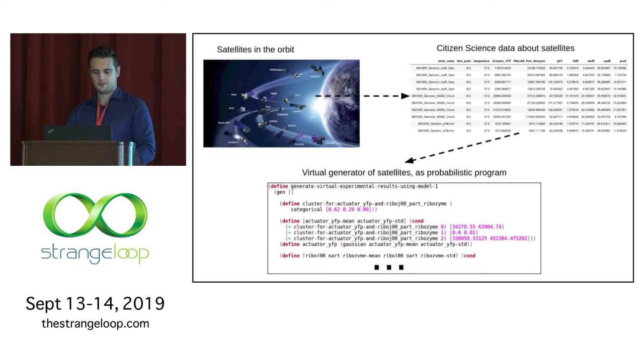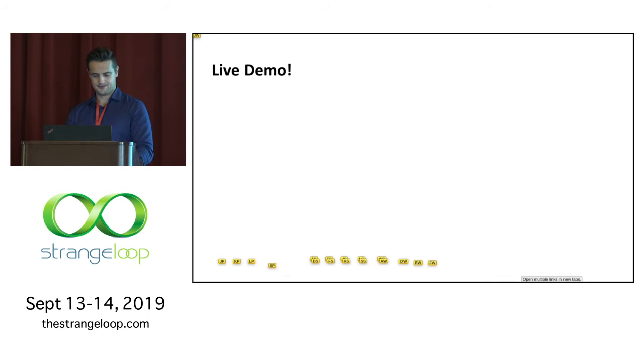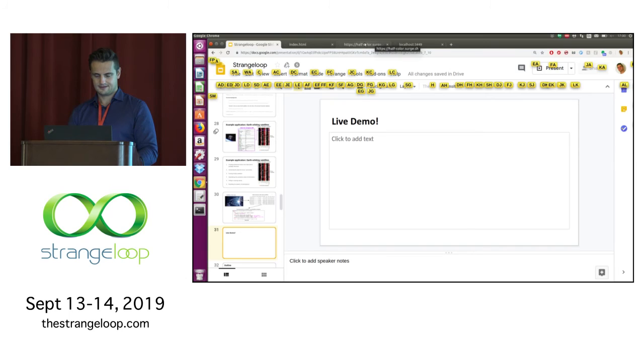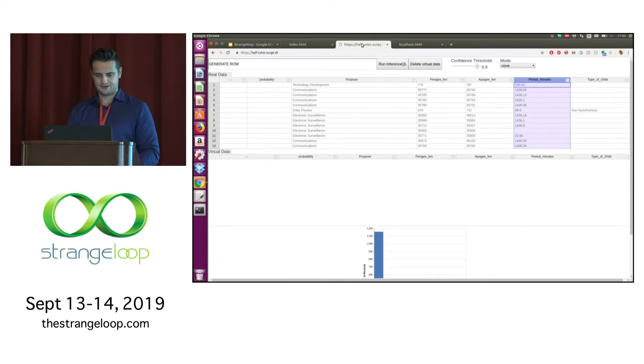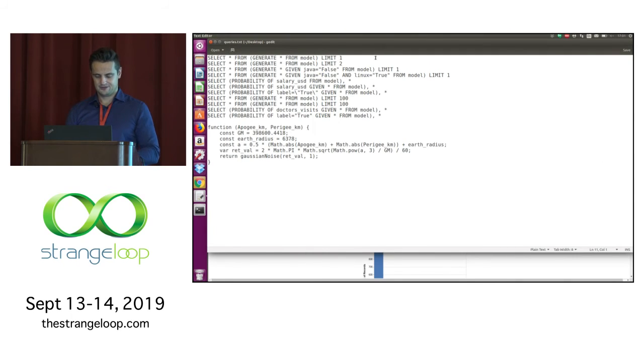Cool. The workflow is the same. We basically start with observations of the world, generate a probabilistic program, and have this in our live demo. So the user interface is pretty much the same, only that now our columns are this data inputted by the citizen scientist. What is the purpose? Data about the orbit, perigee, apogee, and period minutes, the type of orbit, and so on. And we can play the same game again and generate new data from the model that we learned from this data above.